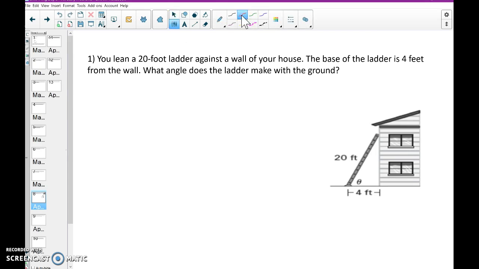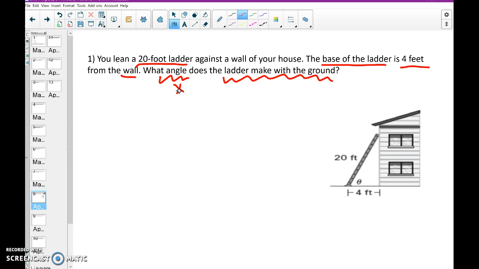First one we're going to tackle already has the picture drawn out for us, which is great. It's always nice when they have that. But you still need to go through, read it, and underline your key features. So we're leaning a 20-foot ladder against a wall of your house. The base, or the bottom of the ladder, is 4 feet away from the wall. And you're looking for the angle that the ladder makes with the ground. So those are all really important things we kind of need to know. The 20-foot and the 4-foot are going to go in the problem. The angle is what we are looking for, so that's kind of good to know. I'm going to put an X by that.